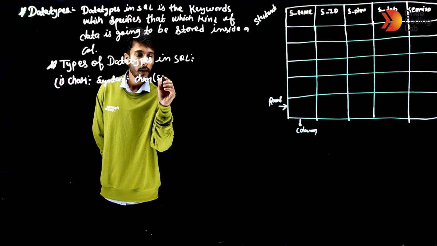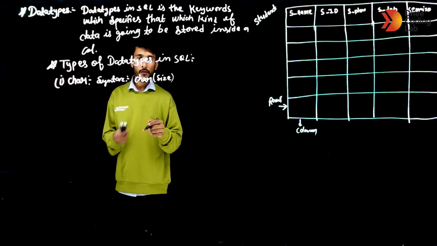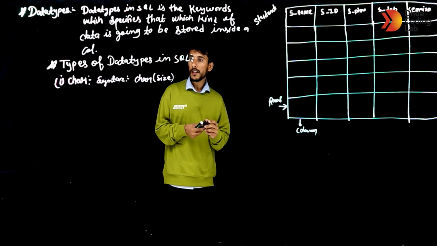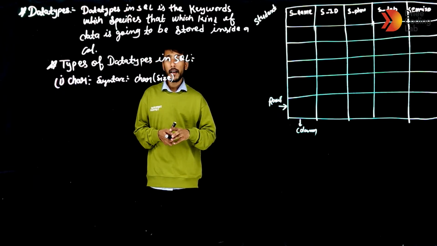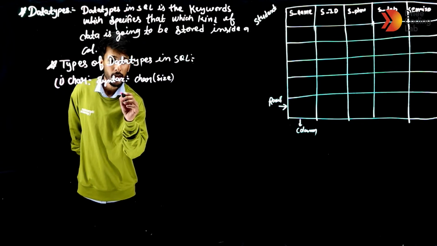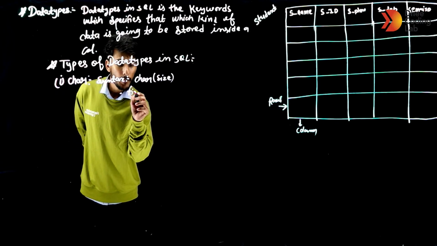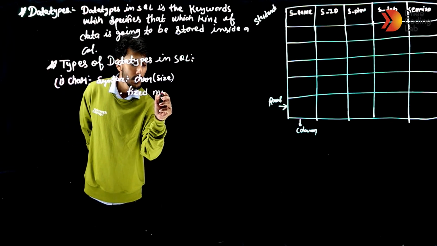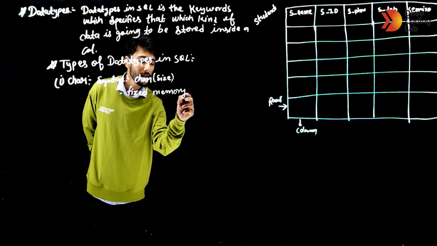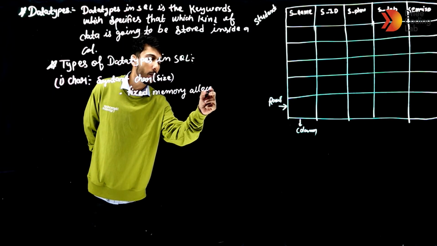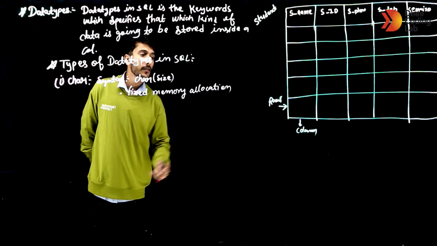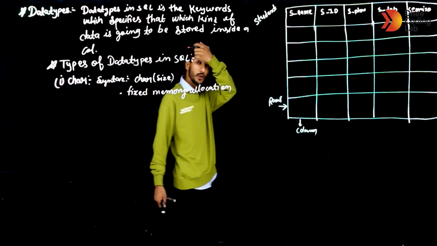Wait, okay, I will dictate. First we will understand what char is. Char is a data type which supports fixed memory allocation. What is that fixed memory allocation?